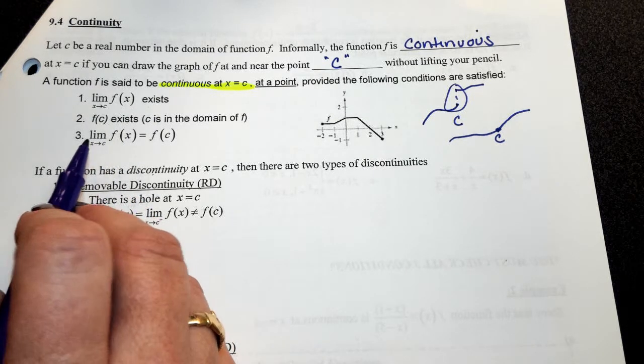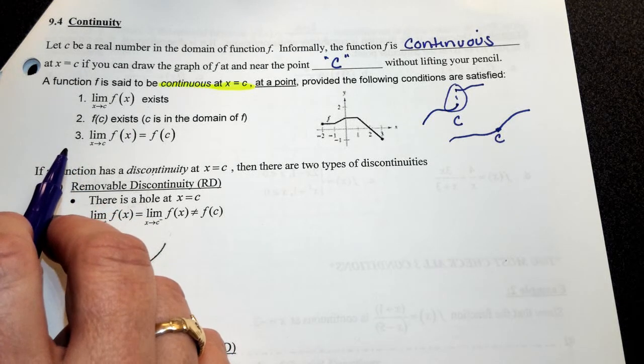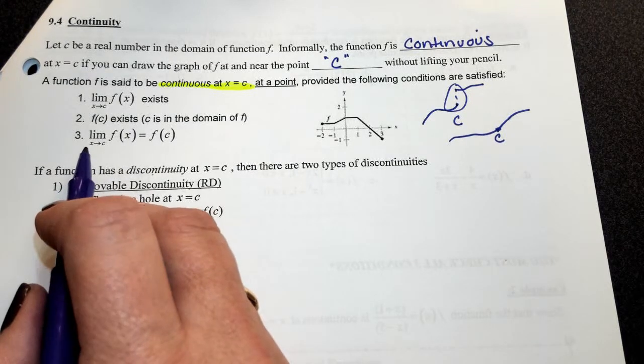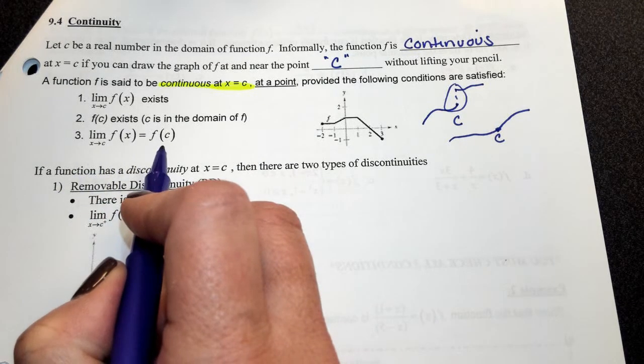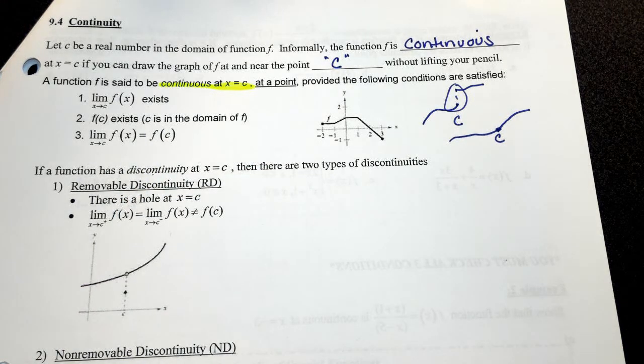If a number is not in the domain of a function, then we know it's not continuous at that particular number. The third and final condition is that the limit as x approaches c has to be equal to the defined value. These are the three things you always have to check when talking about being continuous at a particular x value.